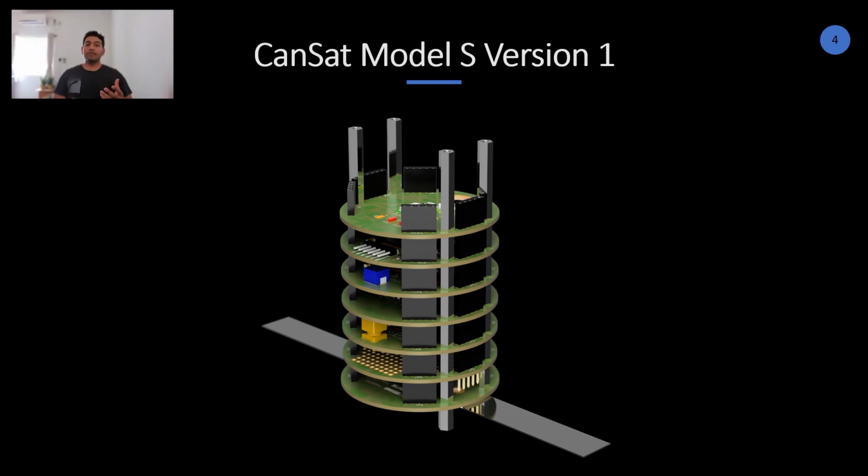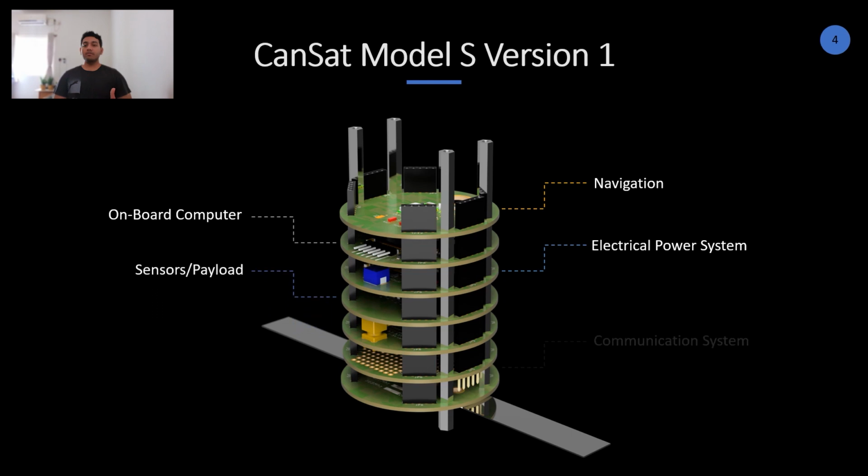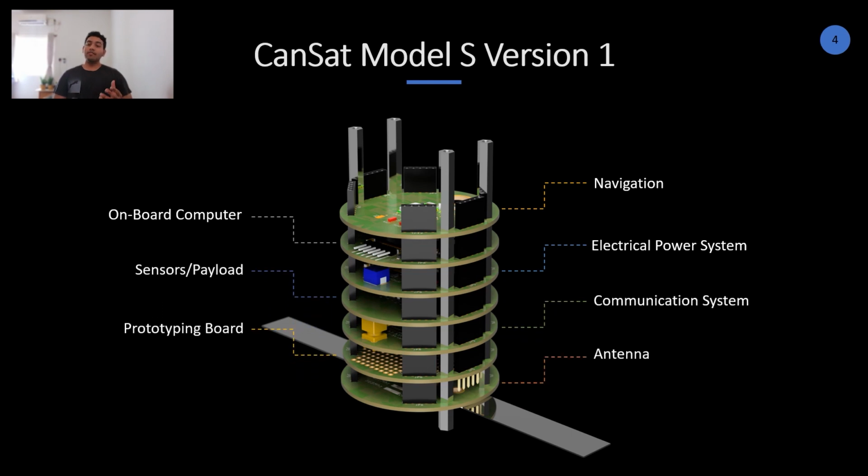Talking about the different models of CANSATs that we've developed in TSC, I'm going to be talking about CANSAT Model S, which is a slightly more advanced version of the CANSAT that we've developed. We have two versions, and my colleague Tarun will be covering in a little more depth the more basic version called the Model E. Now, if you look at the subsystems available on the Model S, you have the navigation subsystem, the OBC, EPS, sensors or payload, the communication system, the prototyping board, and of course the antenna.